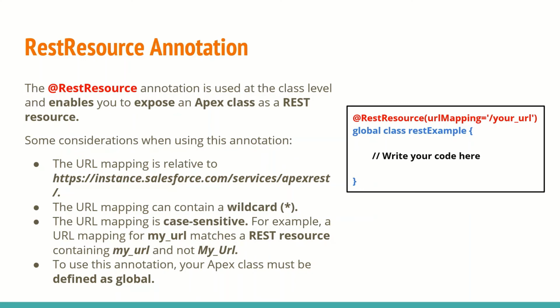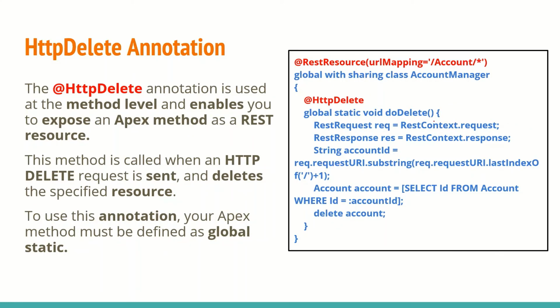To use this annotation, your Apex class must be defined as global. So first of all, your class should be global. Then if you are annotating it with REST resource, your mapping should be concise and clear, like where you want to hit it or where you want to process that data to. Global class, then the test class, and then all your logic will be here.